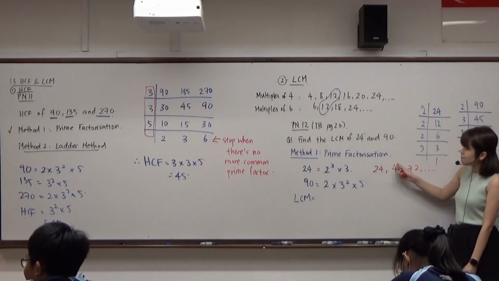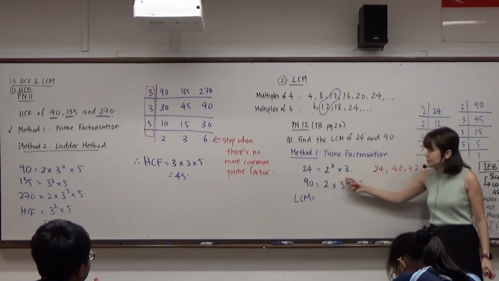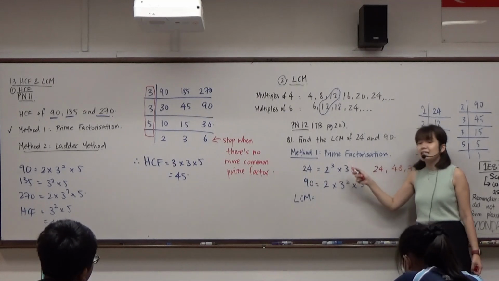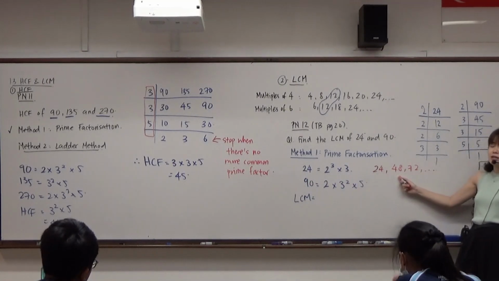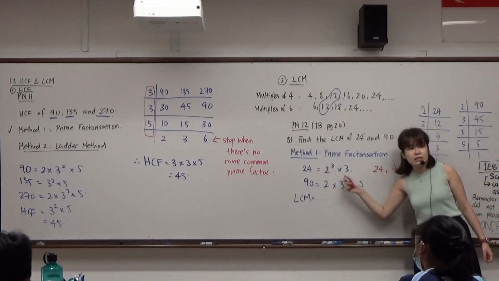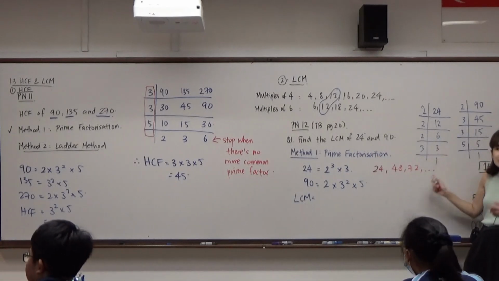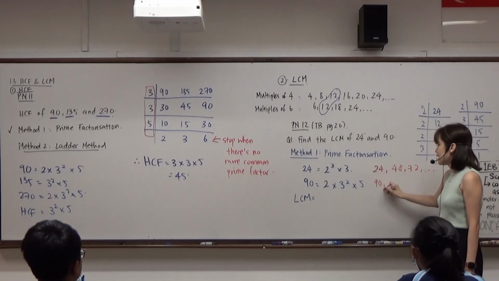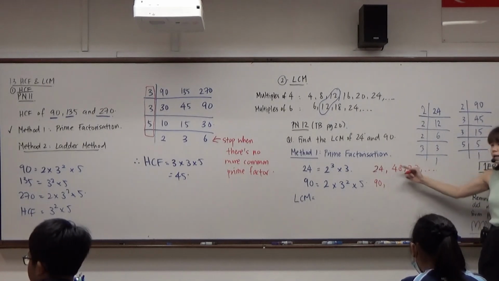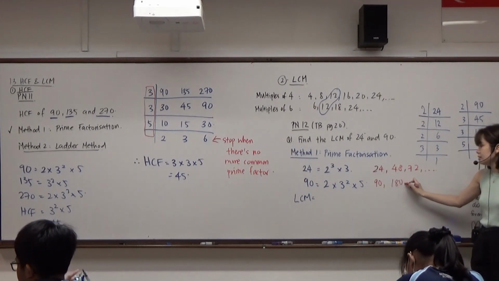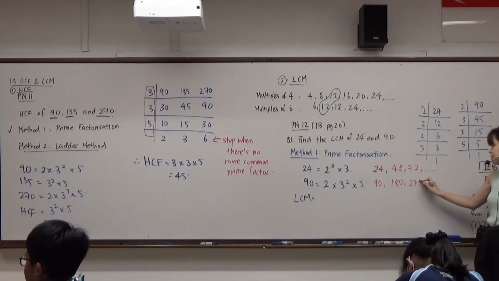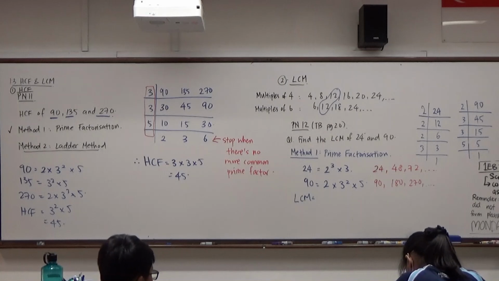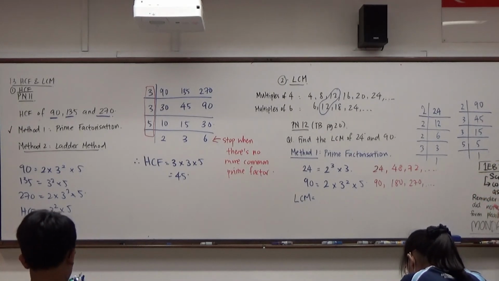Whereby 48 is I take this number, 2 cubed times 3 is equal to 24. I times 2, then I get 48. Then 72, I times 3 to this number. And then I times 4, times 5 and so on. Likewise, if I go down the same idea, 90 is the first one. Next one I'll get 180, then 270 and so on. Agree, if I were to list it out. Okay, so we get an idea of multiples.